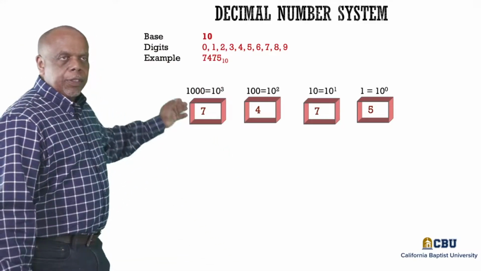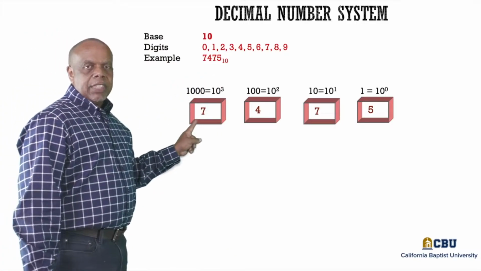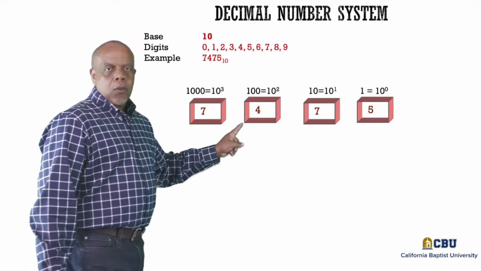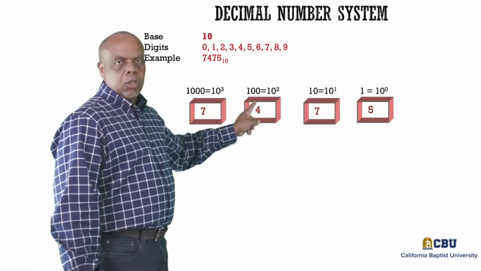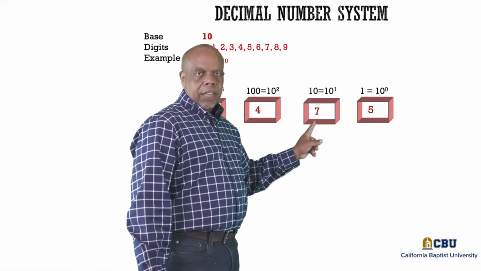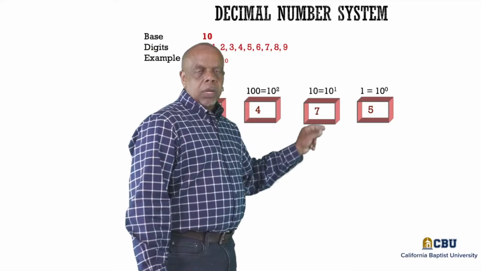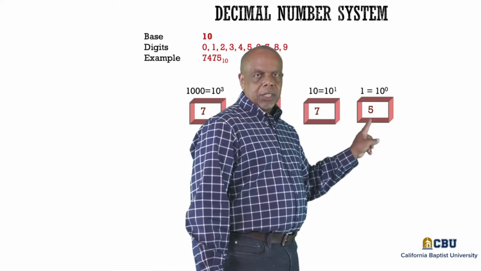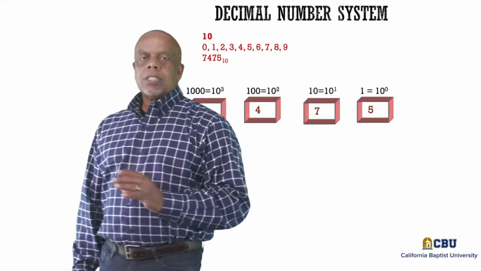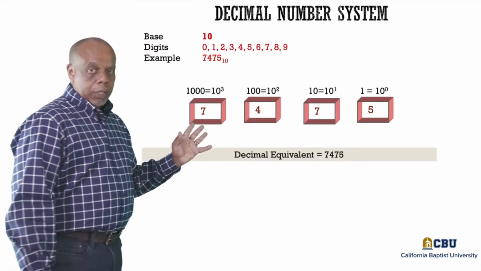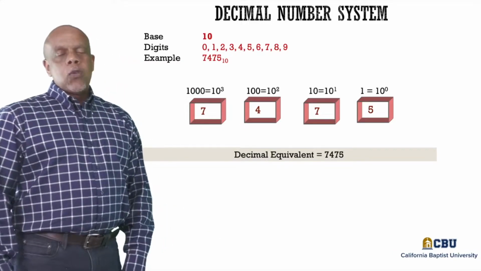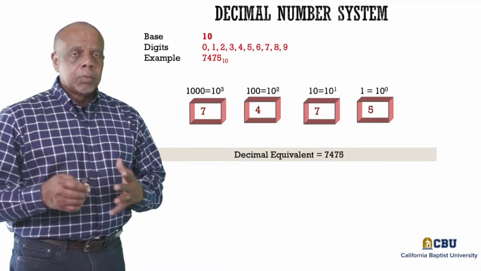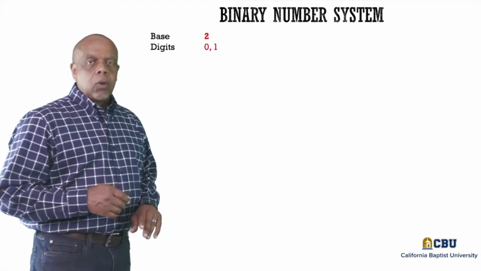So we're looking at this example that says we have 7,000, or 7 times 10 to the 3. We have 400, 4 times 10 to the 2. We have 70, or 7 tens, 7 times 10 to the 1. And we have 5, which is 5 times 10 to the 0. 5 times 1 is 5. Those are the placeholders, and its decimal equivalent is just what it is, 7,475. That is our decimal numbering system. A little bit of review there. All right, now how do we equate this to binary?